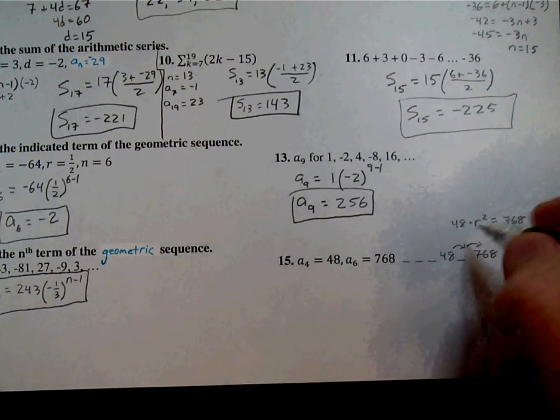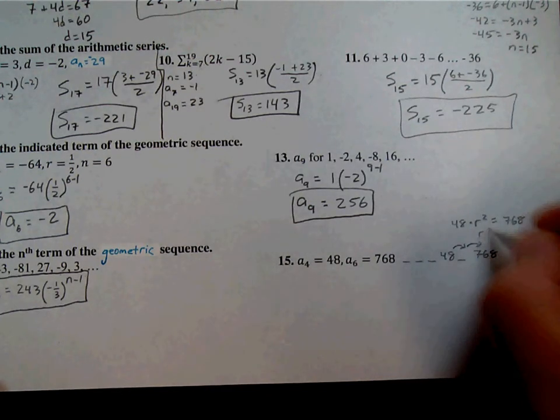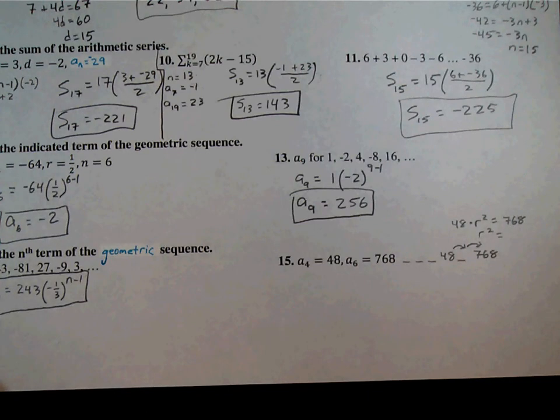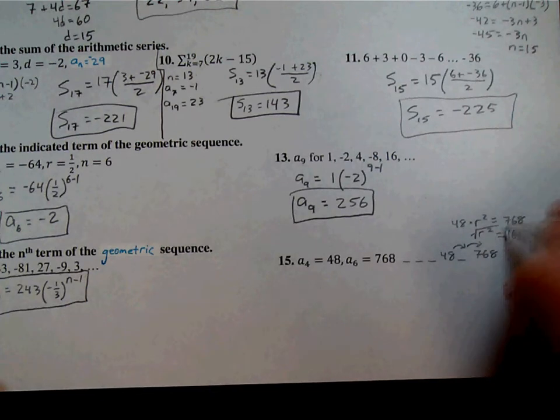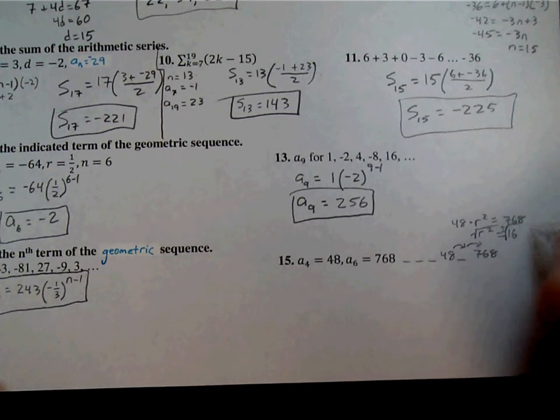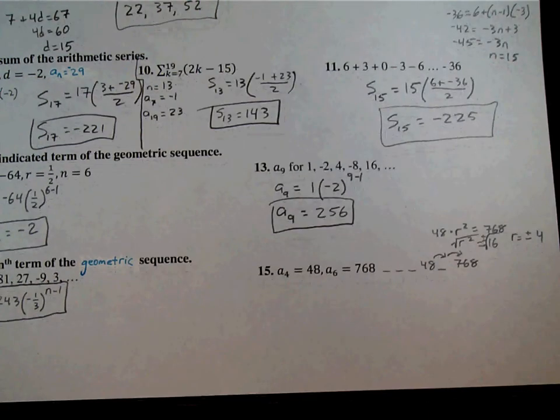So to solve this, I'm now going to divide by 48. So 768 divided by 48 is 16. Square root, and we have to remember plus minus. So there's 2 possible outcomes here. R could be a positive or a negative 4. And so I have to consider both of those cases.